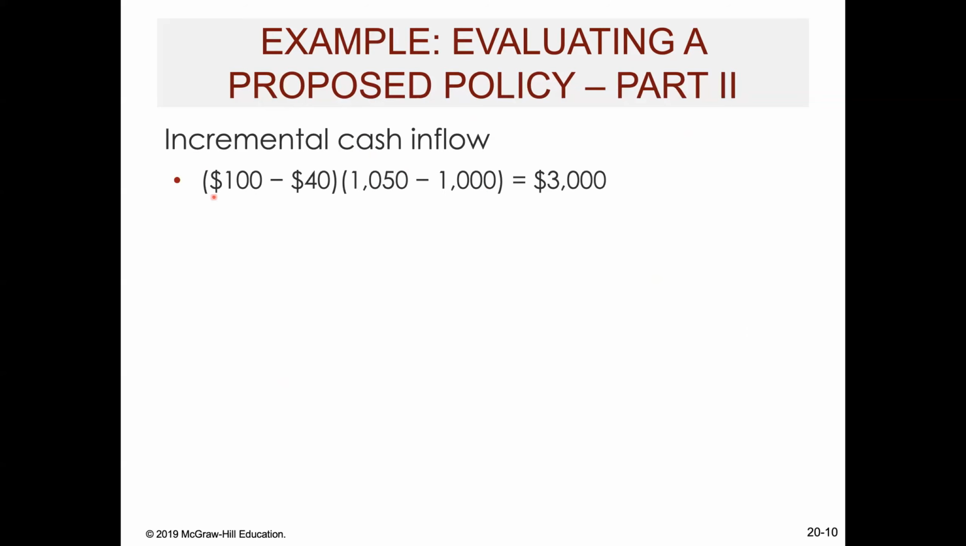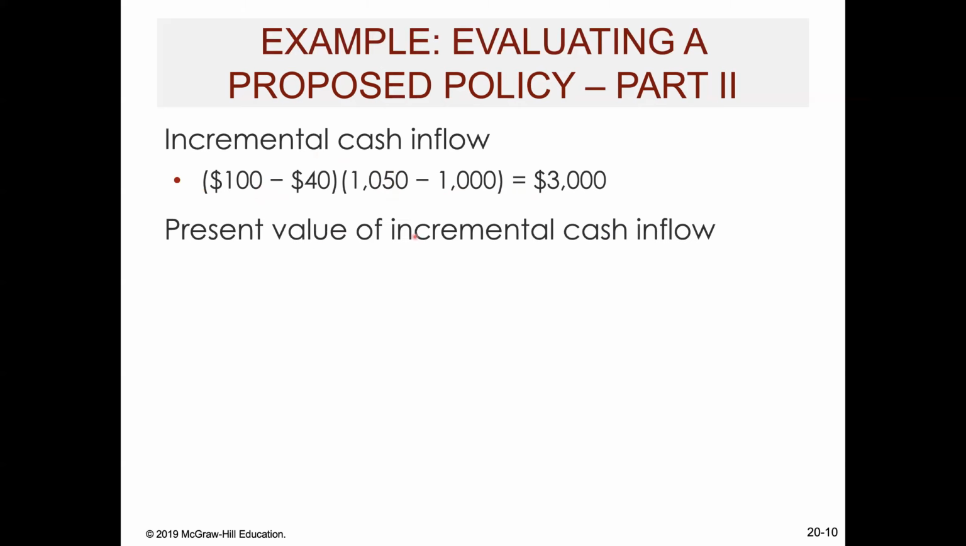So here's what the unit costs. This is what we charge the customer, and this is what the variable cost is. So the difference is $60, and that's the incremental cash flow per unit. And you can see we've calculated here 1,050 minus the 1,000. We've got 50 additional new units. So our total incremental cash inflow from changing the policy is $3,000.